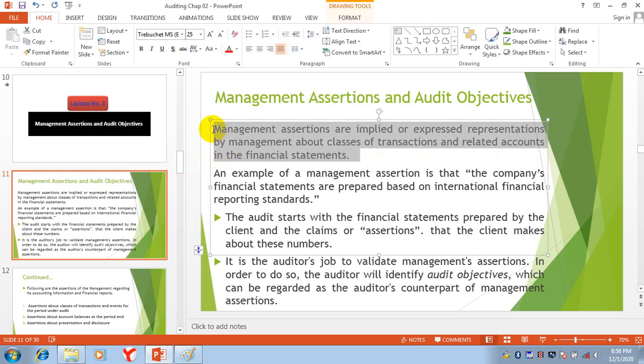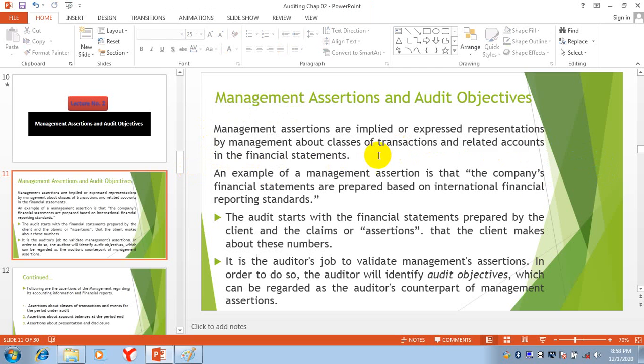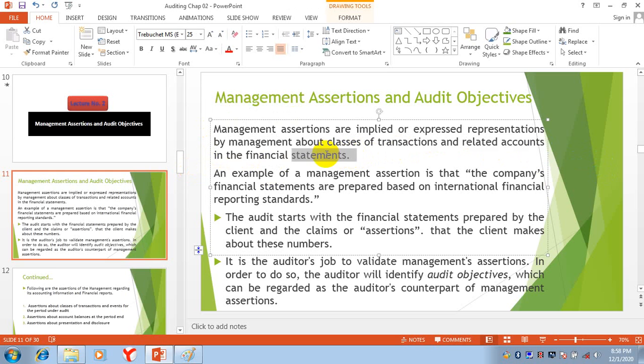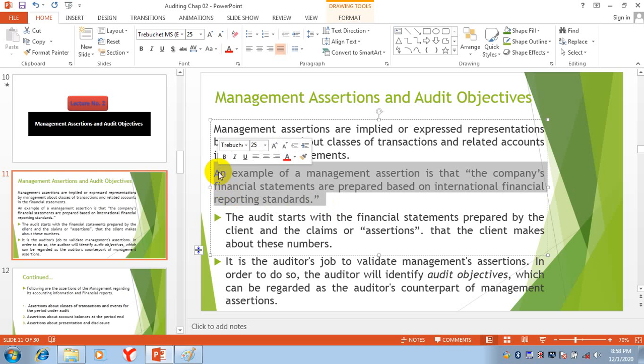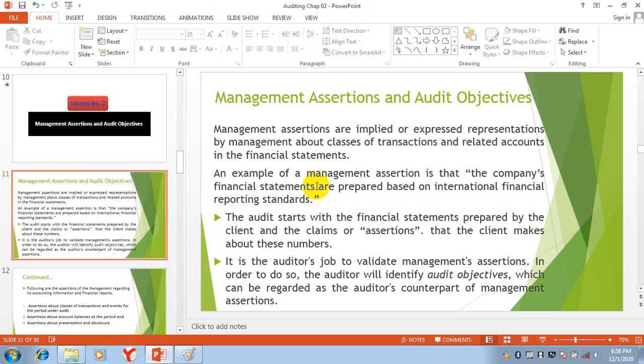When management is developing the accounting standard, when they are recording these transactions and other things, they are claiming something about these classes of transactions and related accounts in the financial statements. Here is an example. An example of management assertion is that the company's financial statements are prepared based on international financial reporting standards. That is one claim, that the financial statements that we develop are according to international financial reporting standards.